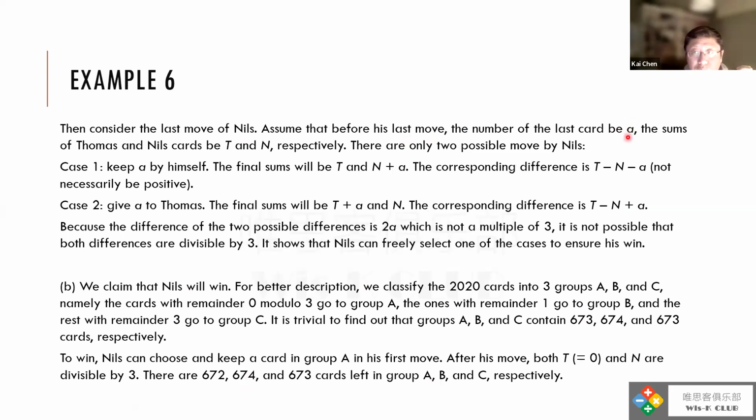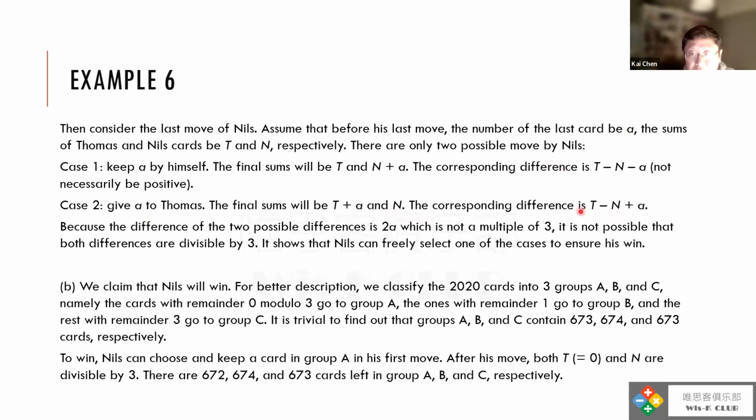Okay, so that's clear. Now for the last move, assume that the last number is A, which is not a multiple of 3. Thomas' sum is T and Niels' sum is N. There are two possibilities. Niels can keep A by himself, and the final sums will be T and N plus A, so the difference is T minus N minus A. Of course, it can be negative or the other way around. Or he gives A to Thomas, so Thomas has T plus A while Niels remains unchanged, and the difference is T minus N plus A.